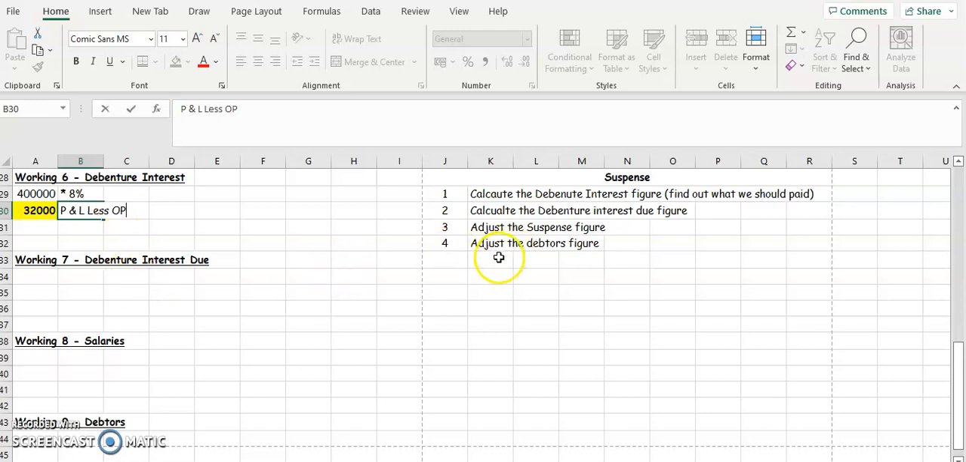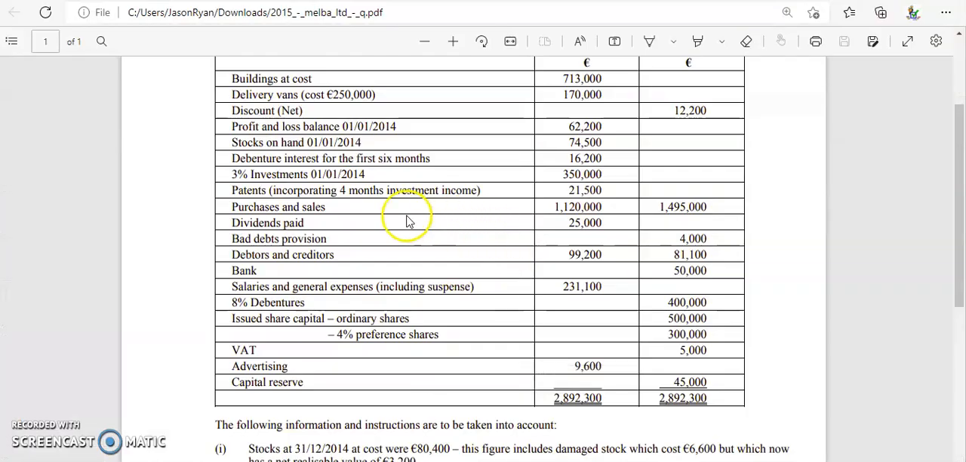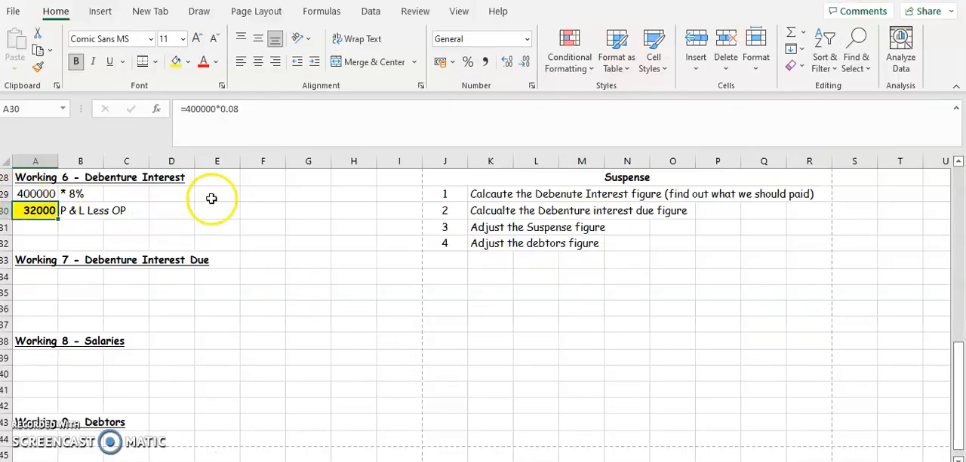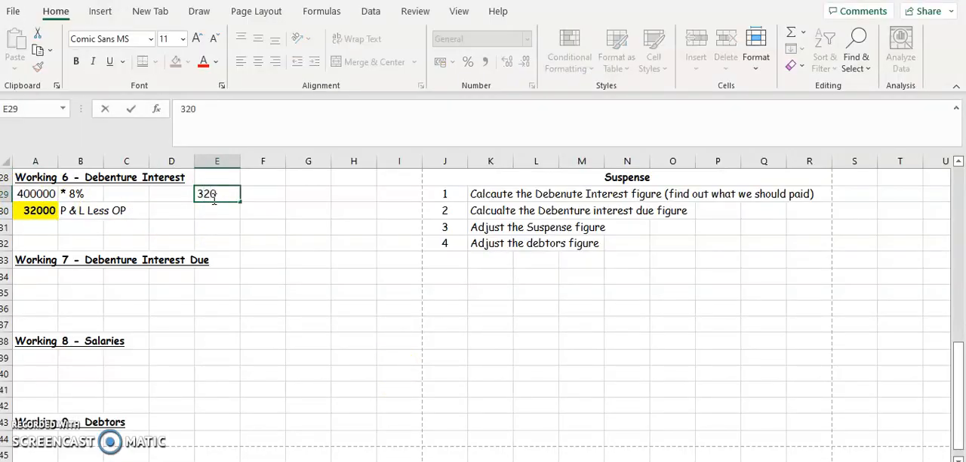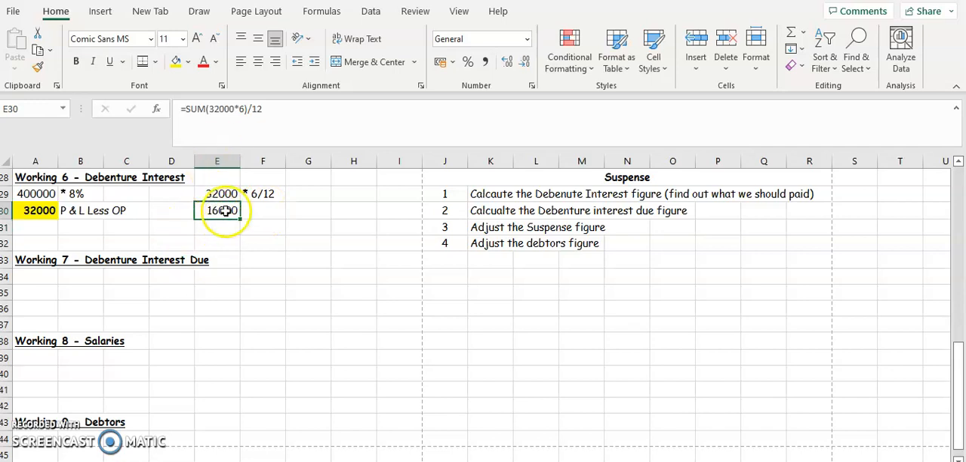So the next thing we need to do is find out what we should have paid. So of this 32,000, if we go back to our trial balance and find the debenture interest, we paid debenture interest for the first 6 months. So of that 32,000, we paid 6 months of it. So you're going to take the 32,000 and multiply by 6 divided by 12. So we should have paid 16,000. That's what we should have paid.